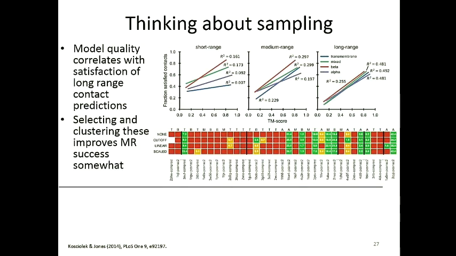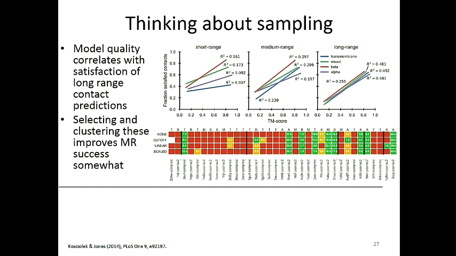One of the interesting things about the contact predictions is you get almost two for the price of one when you're doing the modeling. They help build better models, but they can also help you select the better models, and that's also a challenge with ab initio modeling. And the reason for that is that the model quality, which is the TM score on the x-axis here, correlates reasonably well with how well the models satisfy the long-range contact predictions that you have.